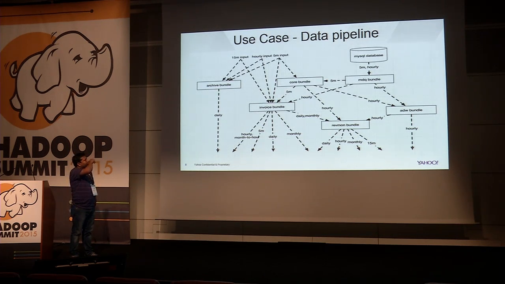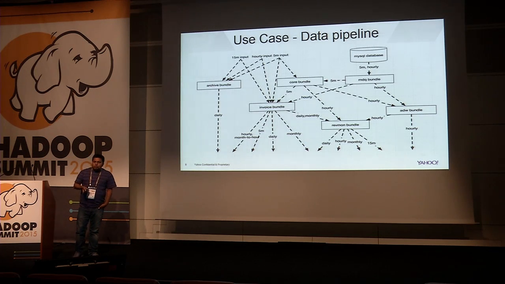So what they do is that they receive input from different sources at the frequency of 15 minutes, hourly, and 5 minutes. And the core logic is within the core bundle. Core bundle does most of the core logic. They start with the transformation. The raw data which they receive is normally in Avro format, and they convert it into protobuf.